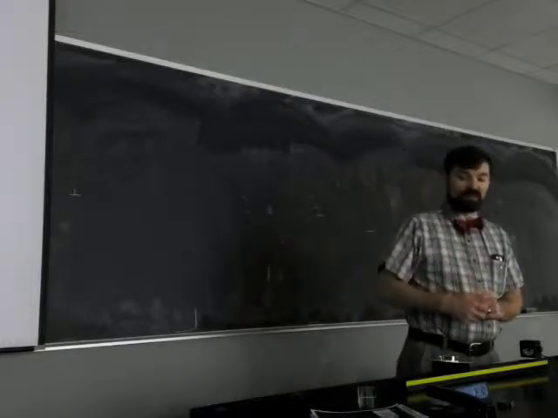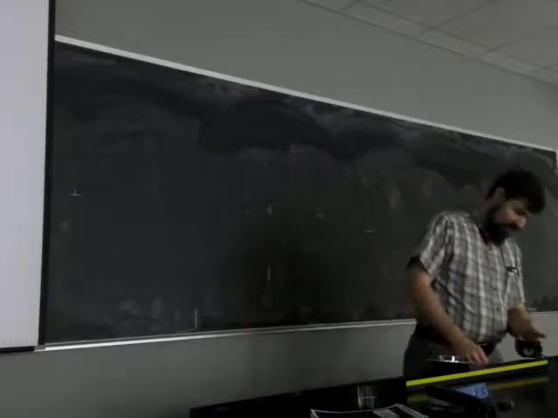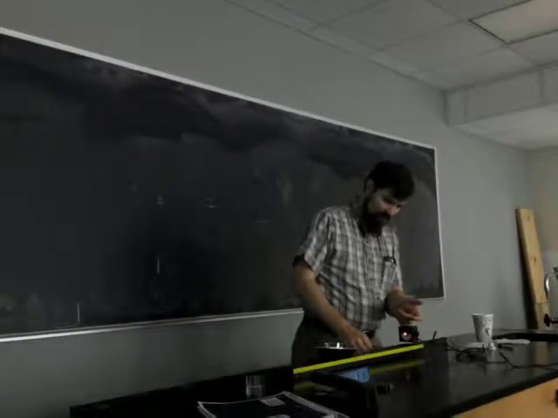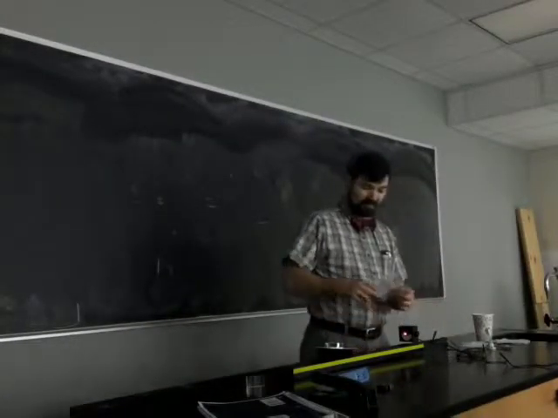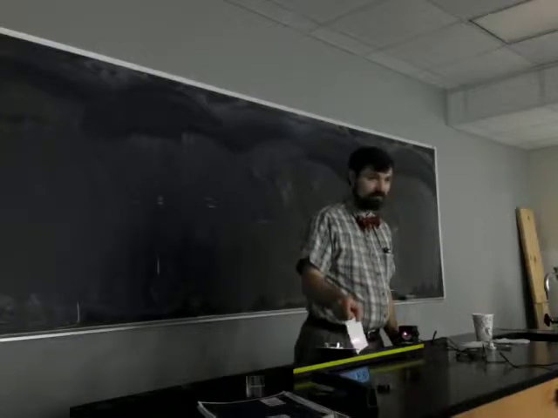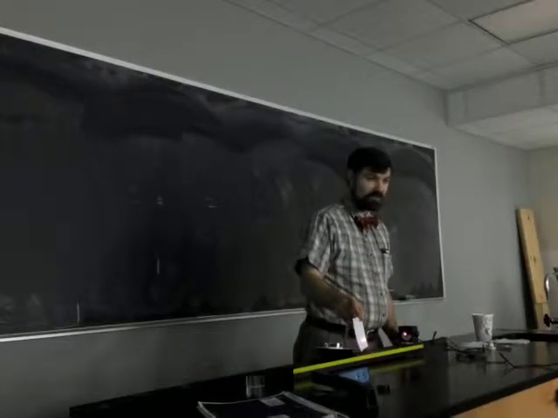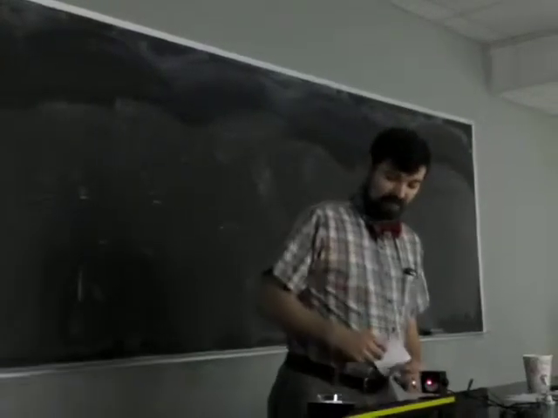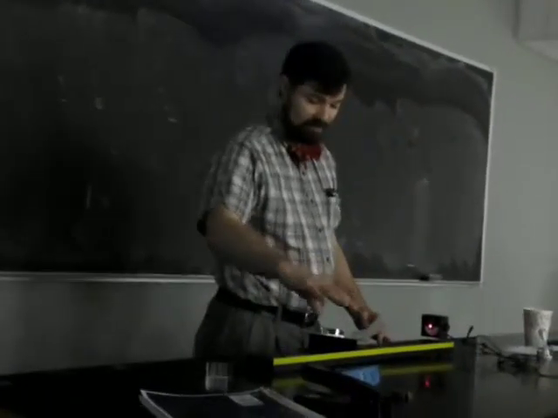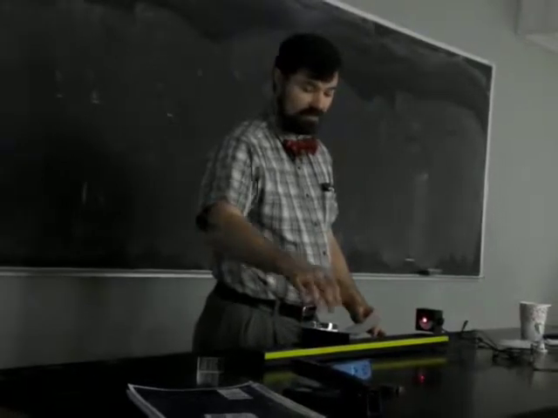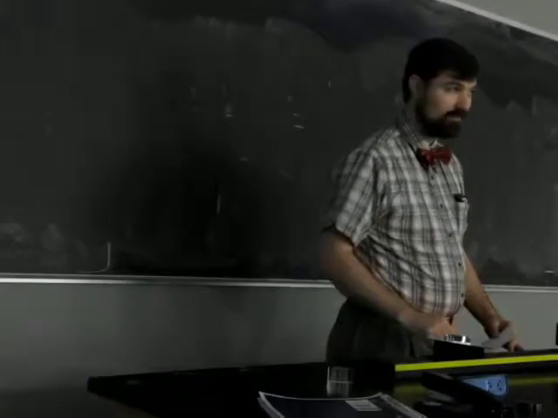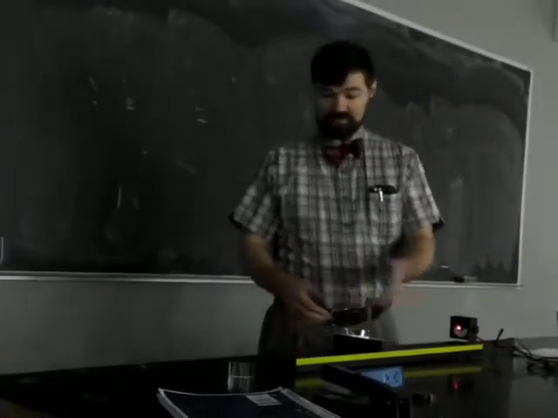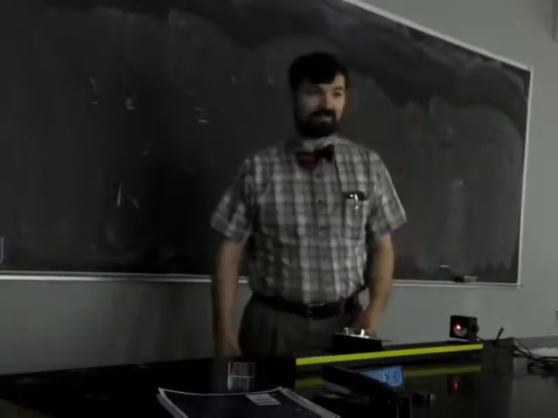Is that on? Okay. So what I have here is a diode laser. It's a nice red color. As you can see, the nice red dot if I hold the paper here. And then what I have here is a mirror that I can rotate around. Basically, what I'm going to do is I'll just rotate it and let's see what the dot does.